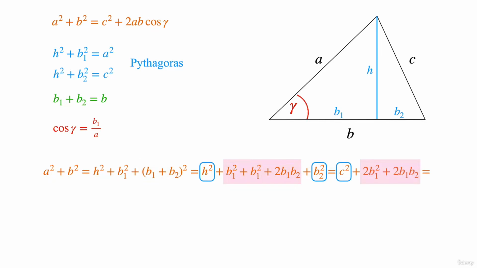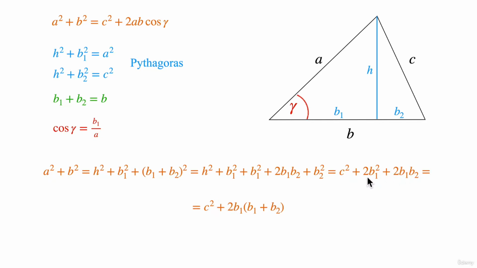And what do we do next? Well, we put together h squared and b2 squared, and we see that it is equal to c squared. So we'll replace this sum by c squared. And here, well, we can add together those two because these are similar terms. So it is just 2 times b1 squared. And this double product remains as it was. Next, what do we do next? C squared is simply being copied here.